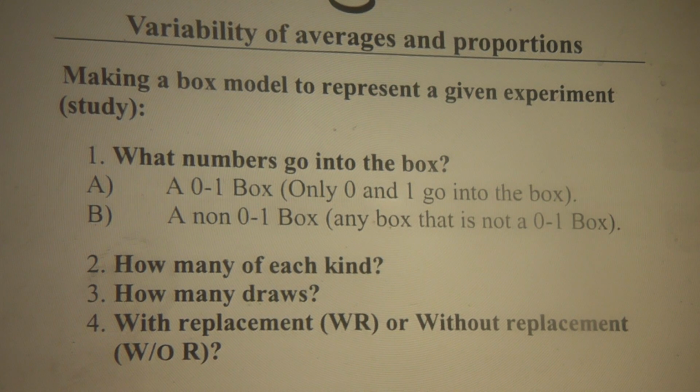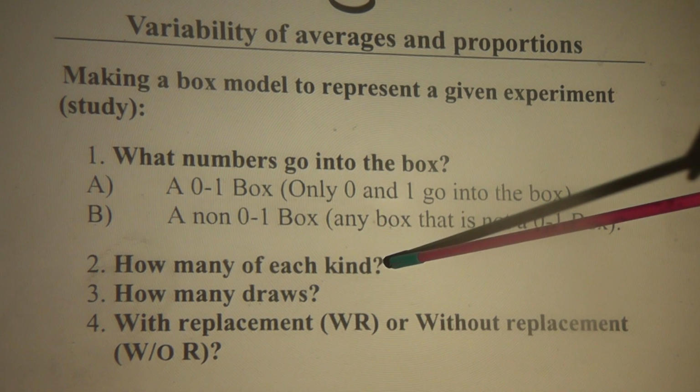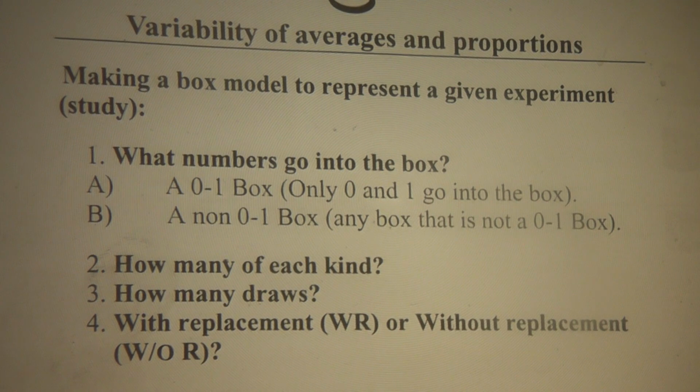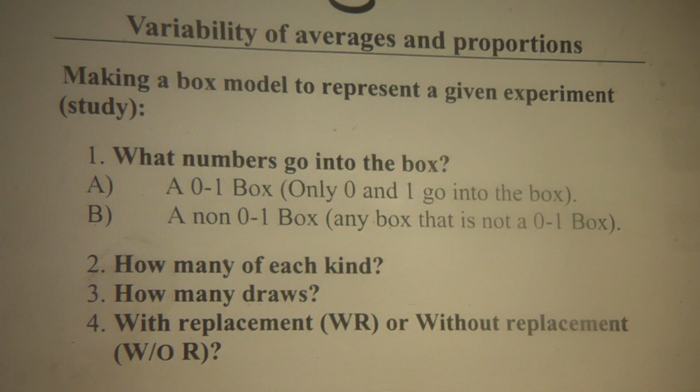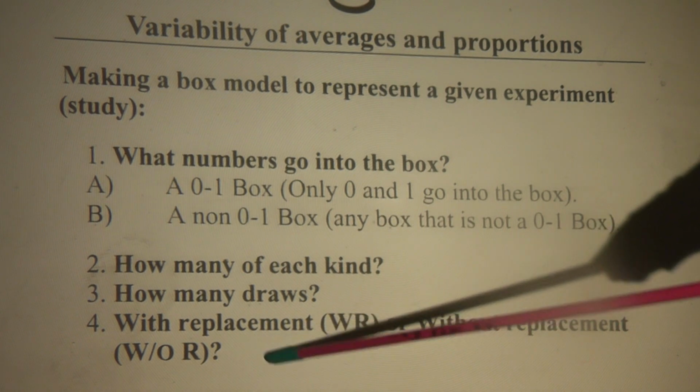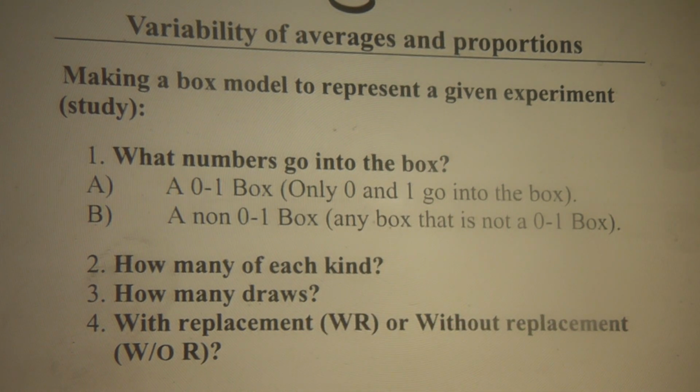Now, the second piece of information that needs to be well specified is how many of each count. And third, how many draws. The number of draws is used to specify the sample size. If I make 2 draws, that means the sample size is 2. Fourth, we need to tell people the draws are made with replacement, abbreviated WR, or without replacement, abbreviated W/OR.